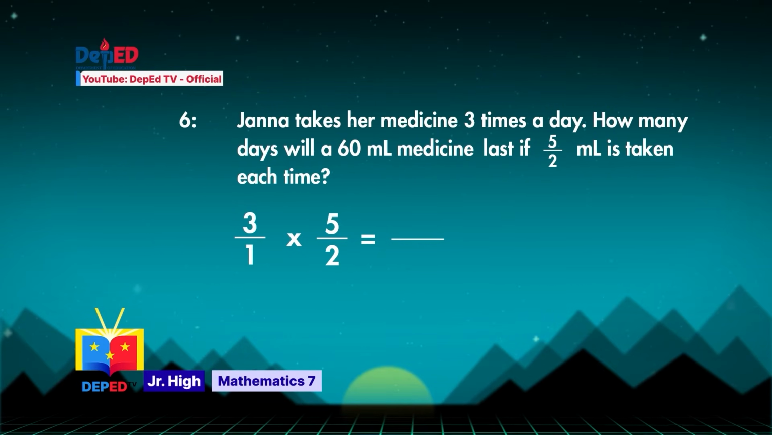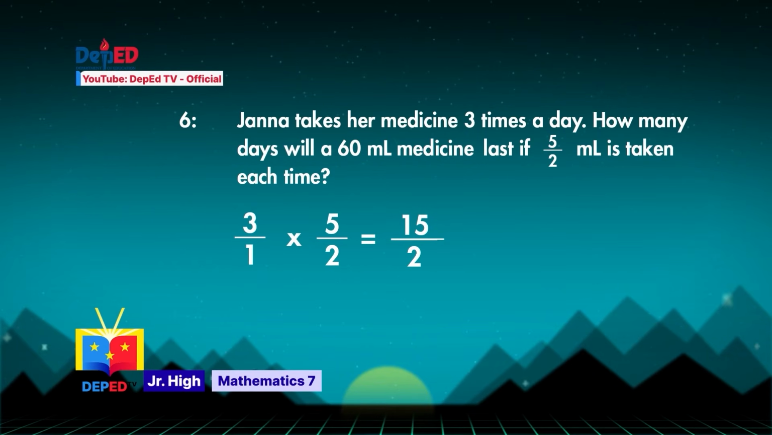For the final question, we need to determine first how many ml is consumed in a day. We know that Jana takes the medicine 3 times a day, and one take is equivalent to 5/2 ml. So we will multiply them. 3 has a denominator of 1. So 3 times 5 is 15, and 1 times 2 is 2. Jana takes 15/2 ml of medicine per day.